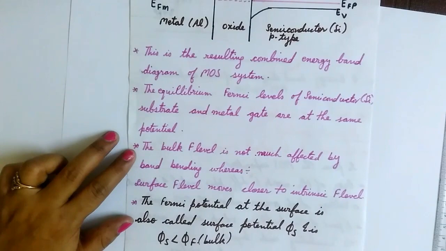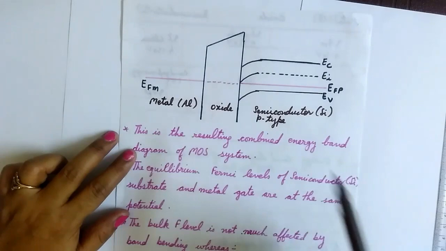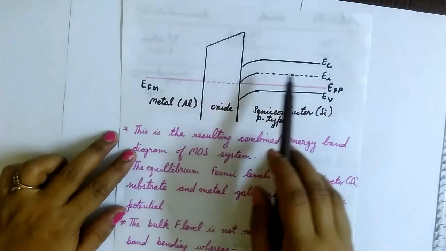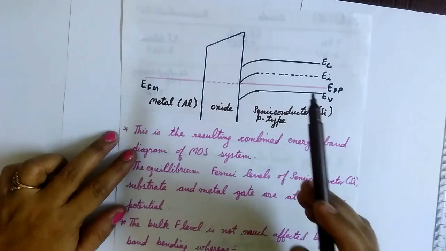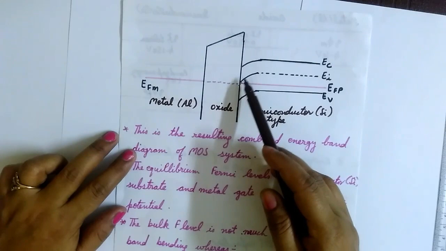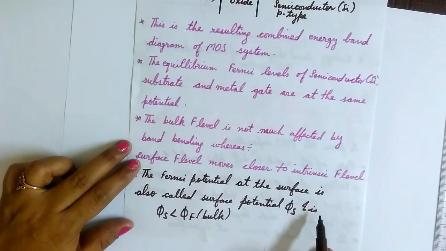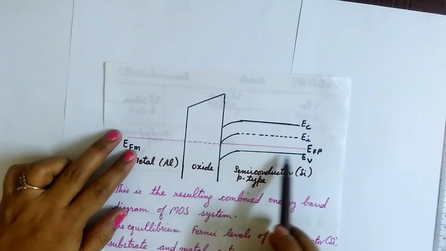We can elaborate on this point: at the interface, or at the surface, the Fermi level and the intrinsic level are just meeting. So we can say that the Fermi level at the surface moves closer to the intrinsic Fermi level. The Fermi potential at the surface is also called the surface potential (ΦS), and it is obvious that the surface potential is less than the Fermi potential of the bulk, since at the surface the bands are bending, but in the bulk, or inside the substrate, they are not affected.